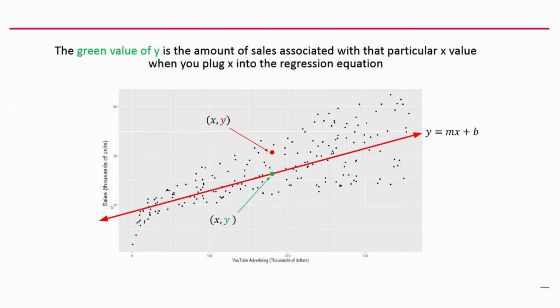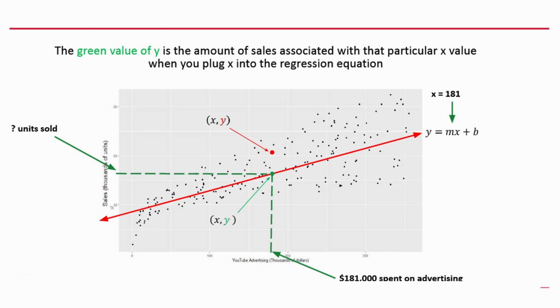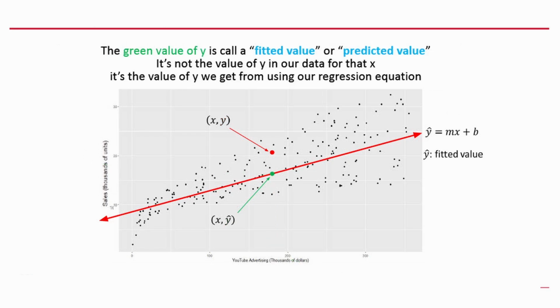So because the y value for the equation and the y value in our data set, red and the green here, could be different, we can't call them both y. So that green value of y, that's the amount of sales associated with a particular x when you plug that x into our regression equation. So quite literally plugging 181 into this regression equation and seeing what the value for y is when you do the arithmetic. That green value of y is called a fitted value or a predicted value. Again, it's not the value of y in our data set for that particular x. It's the value of y you get when you use the regression equation.